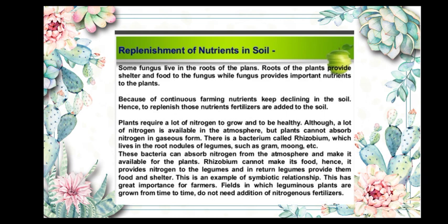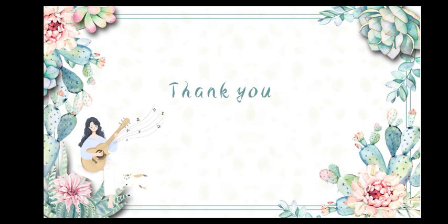Rhizobium cannot make its own food, hence it provides nitrogen to the legumes, and in return the legumes provide it food and shelter. This is an example of a symbiotic relationship. This has great importance for farmers' fields in which leguminous plants are grown from time to time, as they do not need the addition of nitrogenous fertilizers.